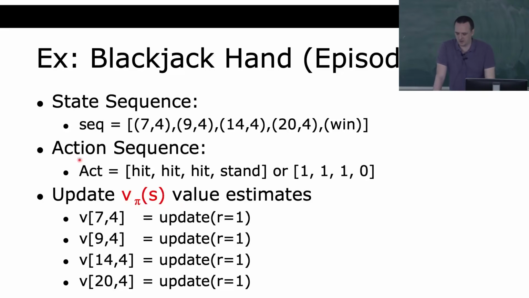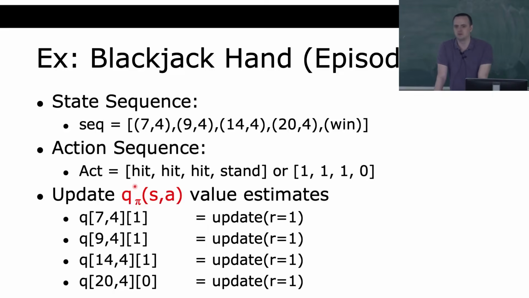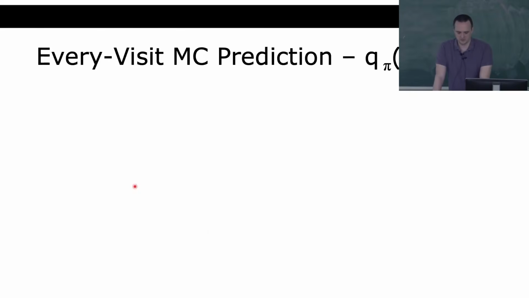If it was v pi of s, typically when we're doing reinforcement learning, we don't actually store v pi. We're going to be storing Q, right? Because we want to know the values of actions rather than the values of states. Okay, so here's the algorithm that we would use.